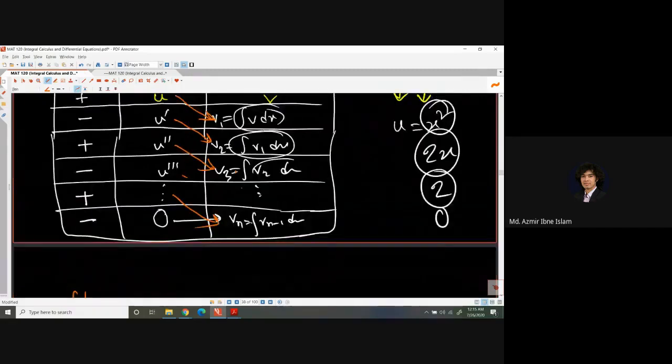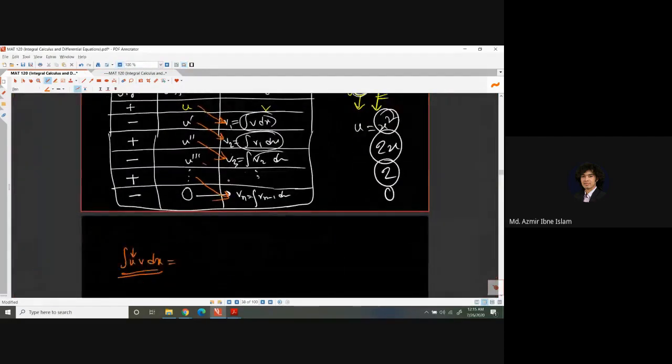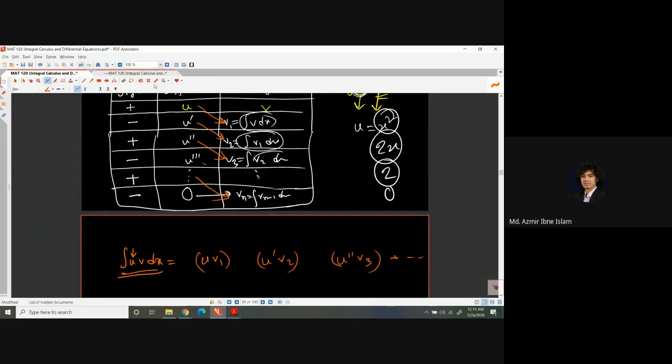So that means how we can write, the result of this integral will be u v1 at first, then u prime v2, then u double prime v3, and this process will go on. But you can see I have written the product parts inside parenthesis, okay, because there is a concept for sign change, so we have to focus on the sign.